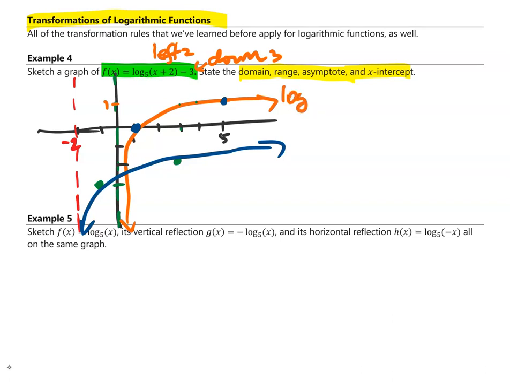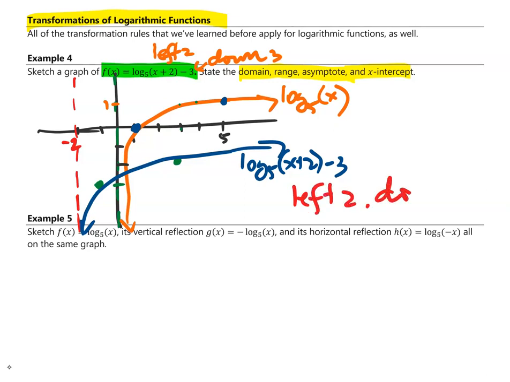So this is log base 5 of x, and this is the given log base 5 of x plus 2 minus 3. So again, what we did here, left 2 to the left and down 3.